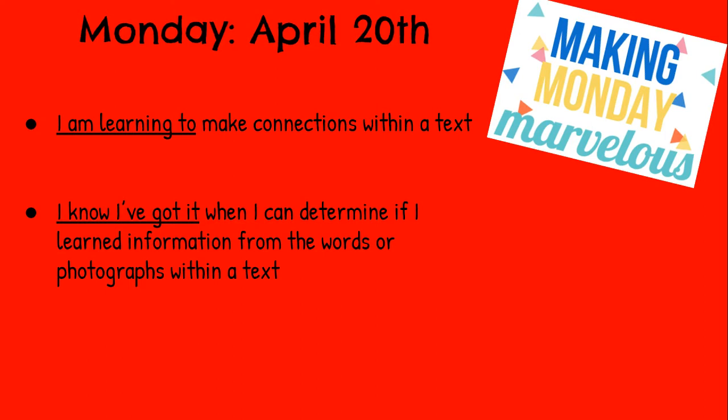Okay, before we get started on our lesson for today, we need to go over our learning target and success criteria. Your learning target for today is I am learning to make connections within a text. Remember, the success criteria tells us exactly what you need to be able to do in order to say, I've got that learning target. Your success criteria is I know I've got it when I can determine if I learned information from the words or photographs within a text.